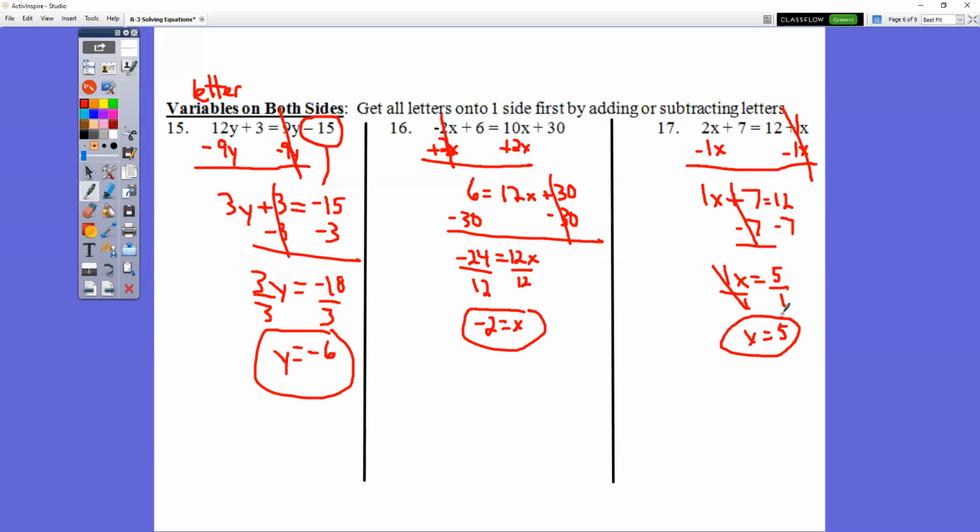So we're just doing the first part of solving equations today. We're just going up to variables on both sides. This is all from chapter 2 that we did at the beginning of the year.